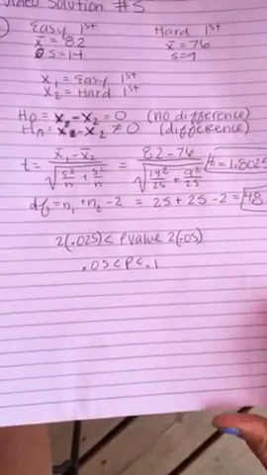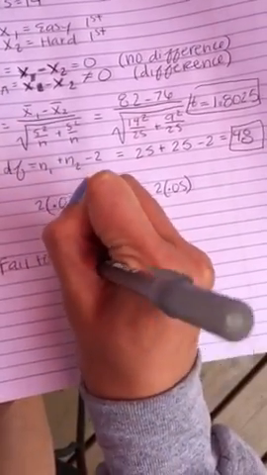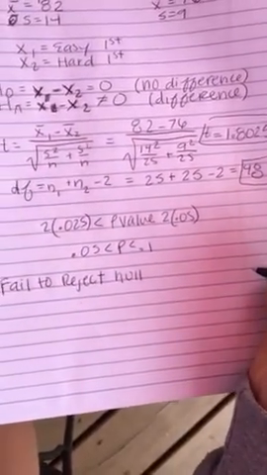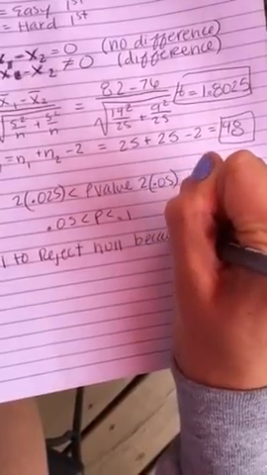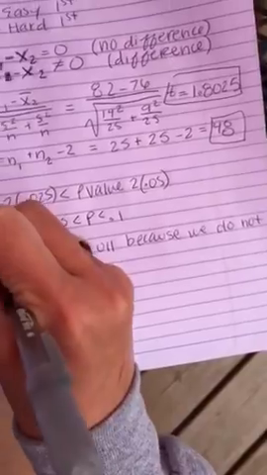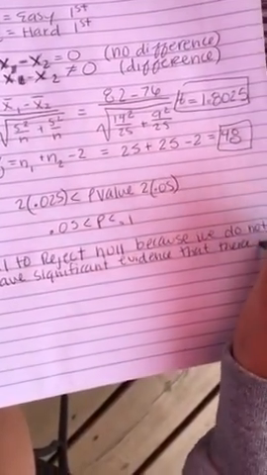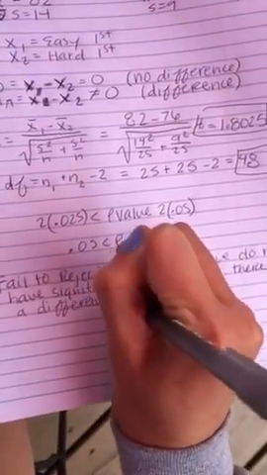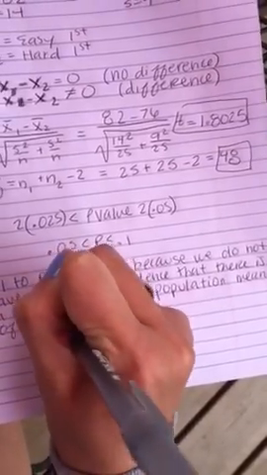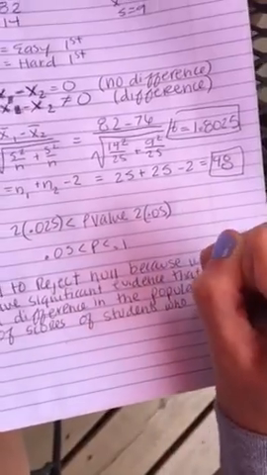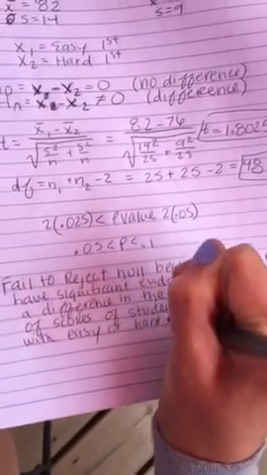And so since this is bigger than our significance level of 5%, we are going to fail to reject the null, because it's bigger than the 5% significance level of the statistical test, and we're failing to reject it because we do not have significant evidence that there is a difference in the population mean of scores of students who started with easy or hard questions.